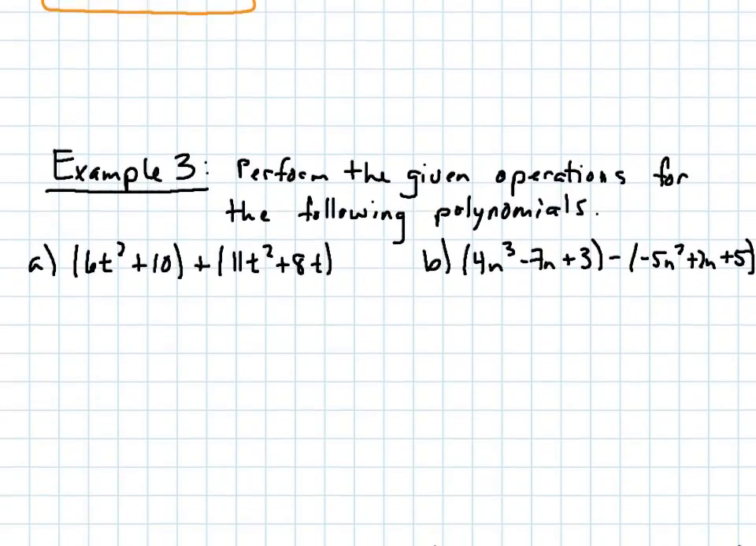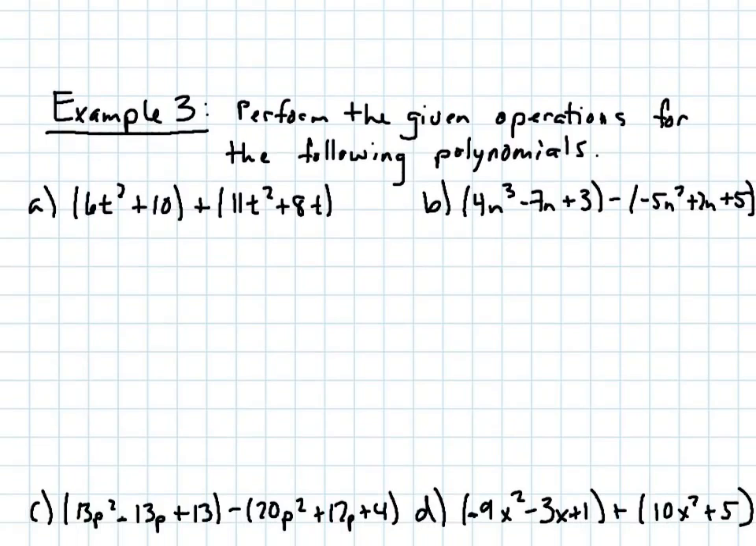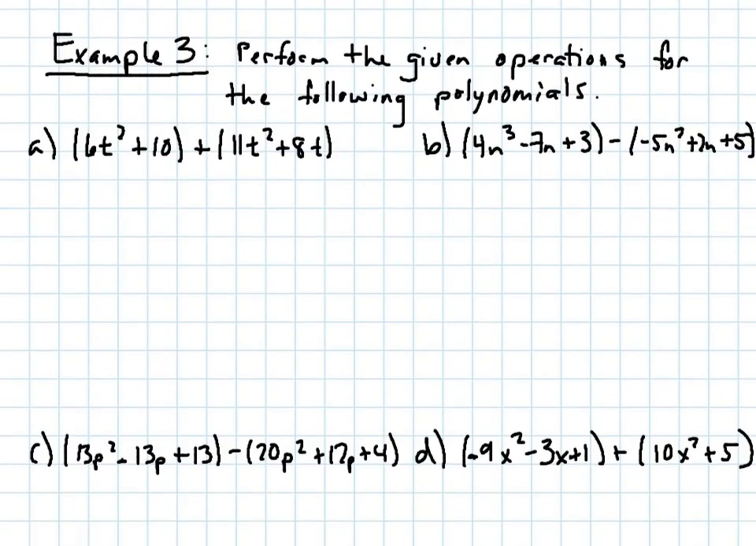So example 3, here they say perform the given operations for the following polynomials. So I have mixed in addition and subtraction in here so that we could practice both. So I'll try to do different ways to show you more of both methods. So I'll try to split it into 2-2. So here, group method for this first one. Now actually, let's do vertical method because I want to show you something.